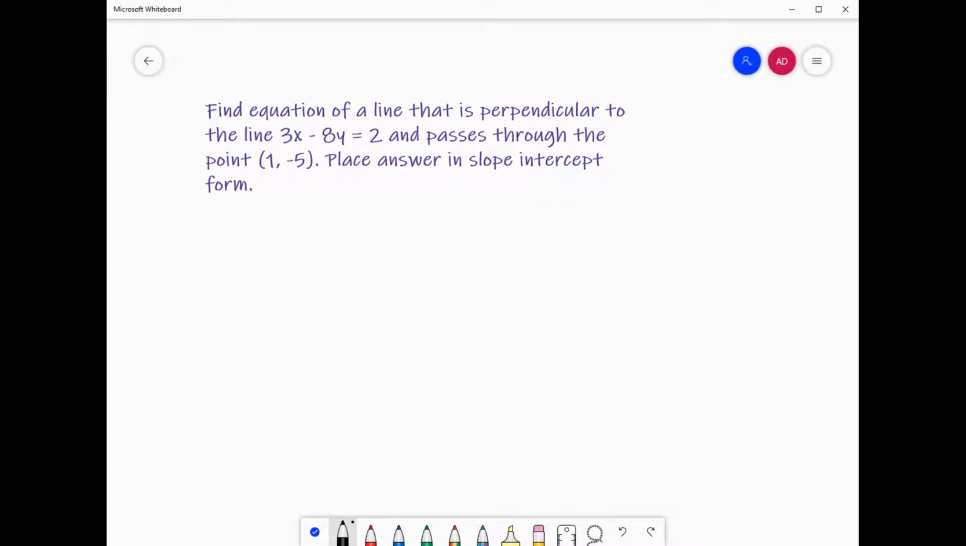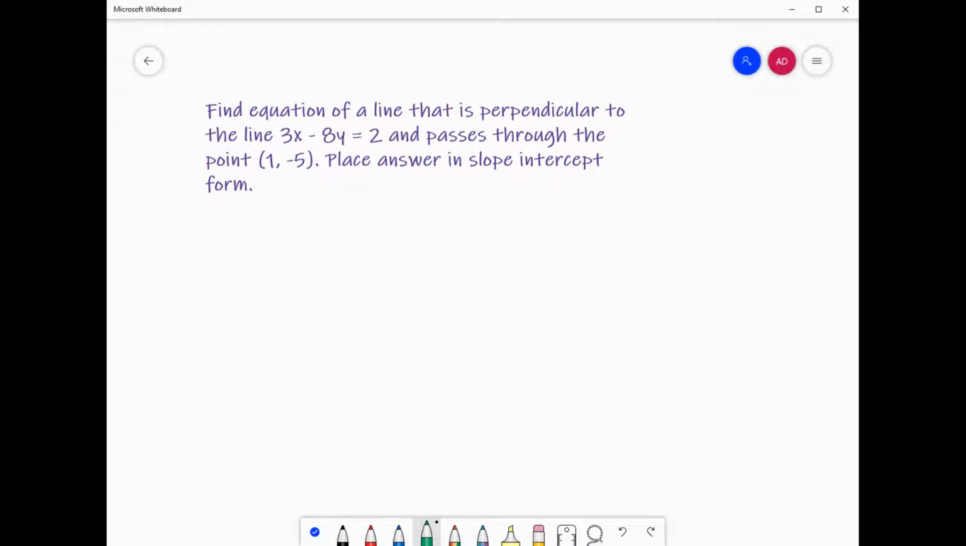Alrighty, so it's Math Dealer here, and today we're going to learn how to find the equation of a line that is perpendicular to a specific line. In this case, the line it's going to be perpendicular to is 3x minus 8y equals 2. And it passes through the point (1, -5). And then, of course, it's been asked to place the answer in slope-intercept form.